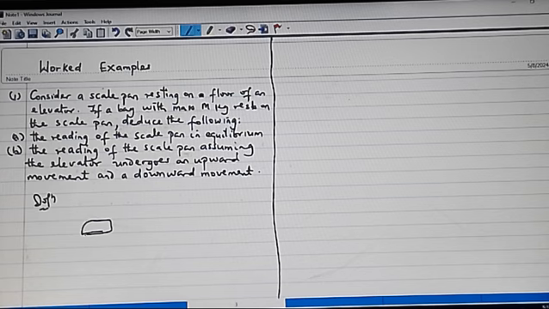A scale is resting on the floor of an elevator. So let's assume this horizontal line represents the floor of that elevator. Then you place a bag on the scale pan. What would you say will be the reading of the scale pan when the system is in equilibrium?